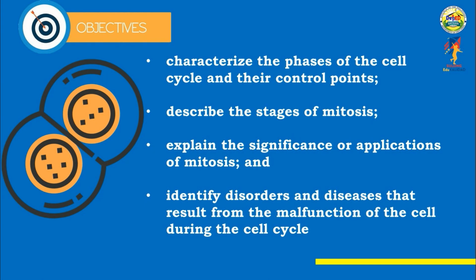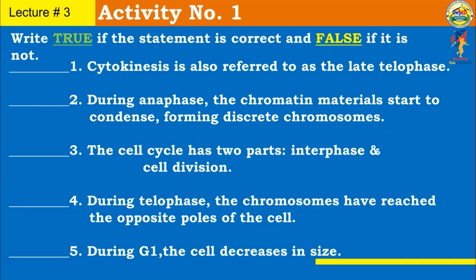For this lesson, we are going to discuss 4 objectives. The first one, characterize the phases of the cell cycle and their control points. The second objective, describe the stages of mitosis. Third, explain the significance or applications of mitosis. And last one, we are going to identify disorders and diseases that result from the malfunction of the cell during the cell cycle. Before we proceed to our lesson proper, let's have first our first activity.